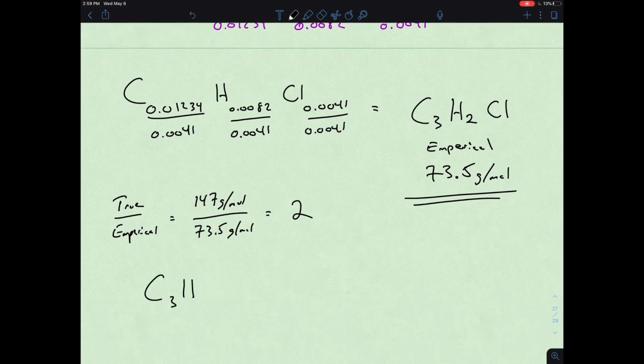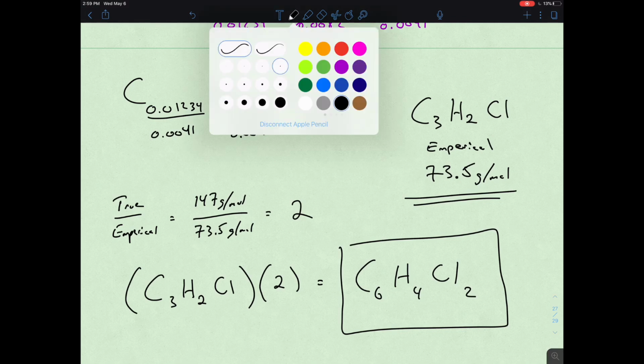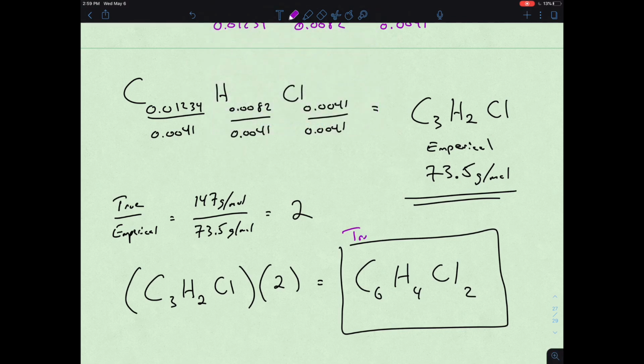So we would take that empirical formula, multiply it by 2, and here is our true formula now determined. So that is the third and final example of developing formulas from empirical to true formulas, and that's definitely the gamut as far as examples that you will see.